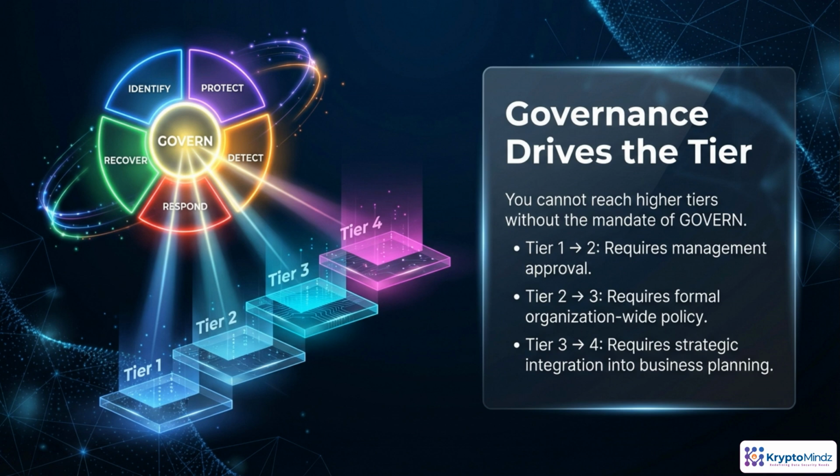Implementation tiers are really a statement about governance maturity, not just technology strength. Moving from Tier 1 to Tier 2 means leadership explicitly approves how risk is handled. From Tier 2 to Tier 3, those decisions become formal, organization-wide policy, consistently applied. From Tier 3 to Tier 4, cybersecurity is strategically integrated into business planning, investments, and performance measures. To climb tiers, focus less on adding tools and more on strengthening mandates, policies, and decision-making structures.